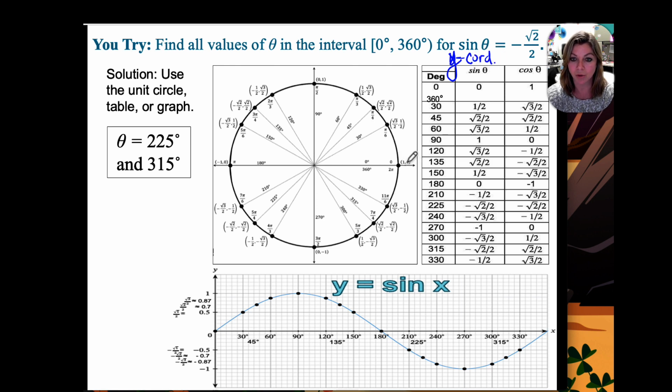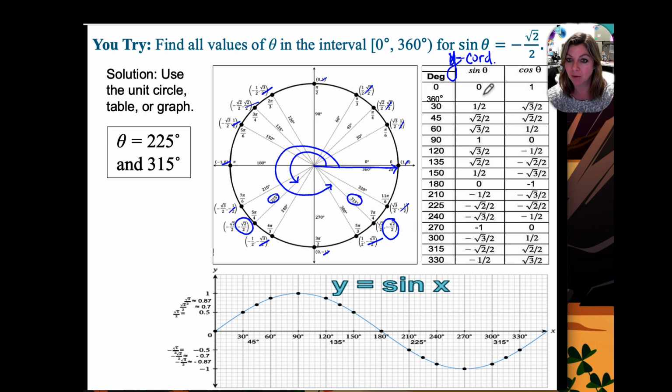So traveling around, we're looking for y-coordinates that equal negative radical 2 over 2. Nope. There's one, negative radical 2 over 2. There's a second one. Not there, not there. All right, so it turns out that if this is our initial side, opening up the terminal side at 225 degrees, sine will be negative radical 2 over 2, as well as opening up that terminal side to 315 degrees. Sine will be negative radical 2 over 2.